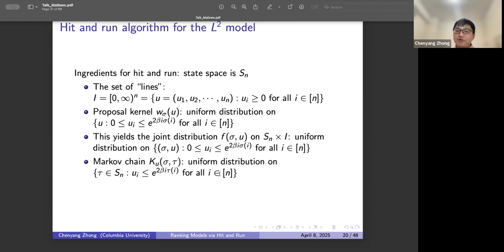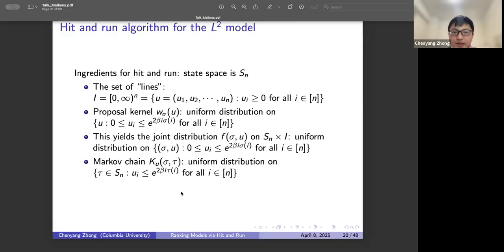And we are going to specify a trivial Markov chain. That is, we directly sample from the target conditional distribution. This is also a valid Markov chain for sampling from this distribution. And the conditional distribution would just be the uniform distribution on the set of permutations that satisfy this constraint, as can be seen from this joint measure.